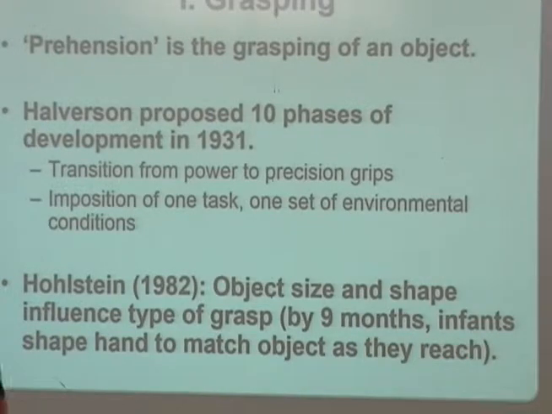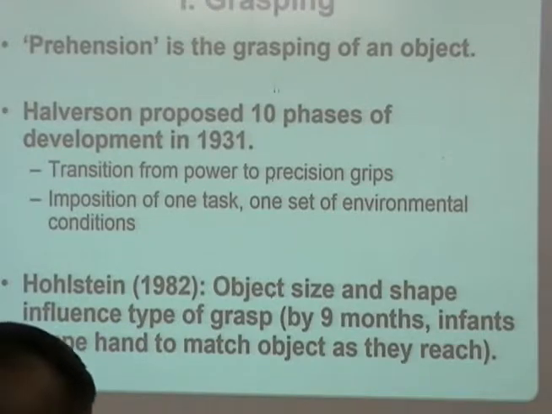So initially then, there are two very, very separate skills that the brain has to learn. The first part we'll look at is the actual grasp. What happens when I try to pick something up? What do we see occurring? Technically, grasping is called prehension, right?